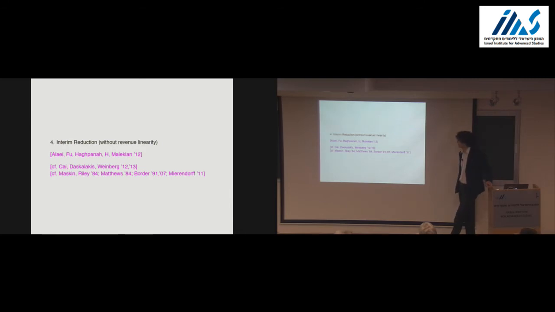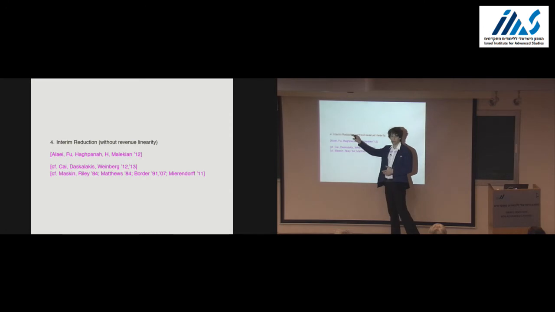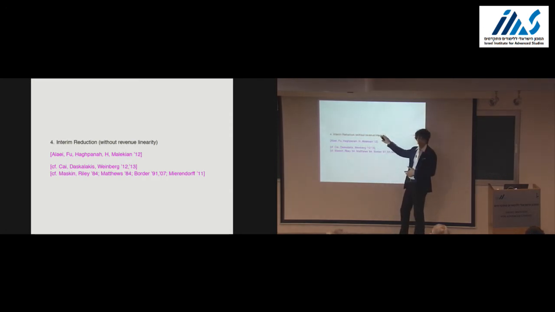I now want to talk about the interim reduction without revenue linearity. I just saw the interim ex-ante reduction with revenue linearity. It was nice and easy. We saw how to use it, without revenue linearity, to get simple approximation mechanisms that use the same theory as the single dimensional theory. I now want to turn to the more complex problem where I actually want the optimal mechanism for these nasty non-revenue linear cases.